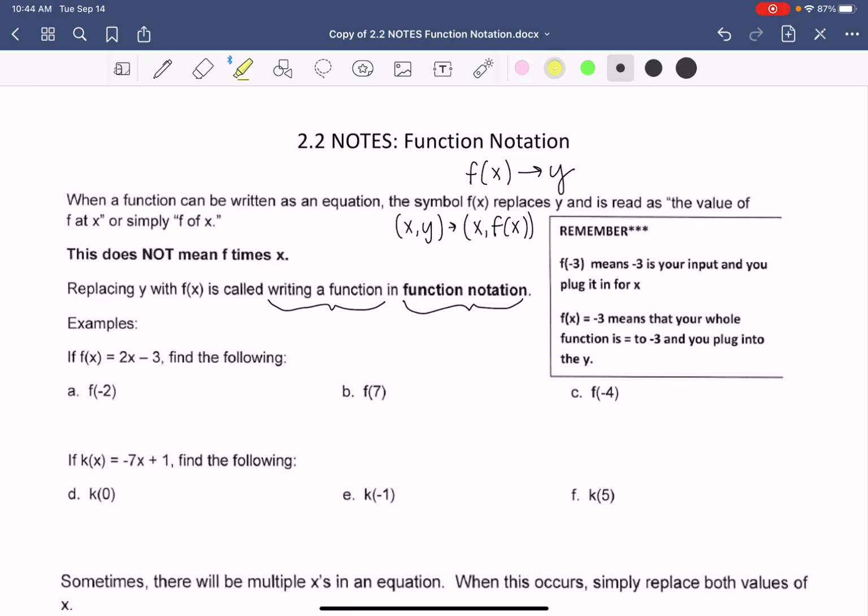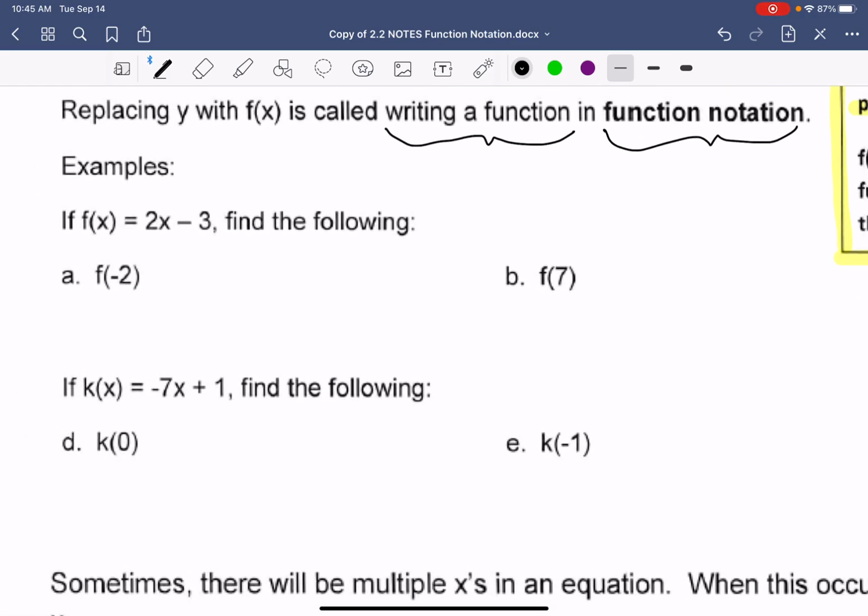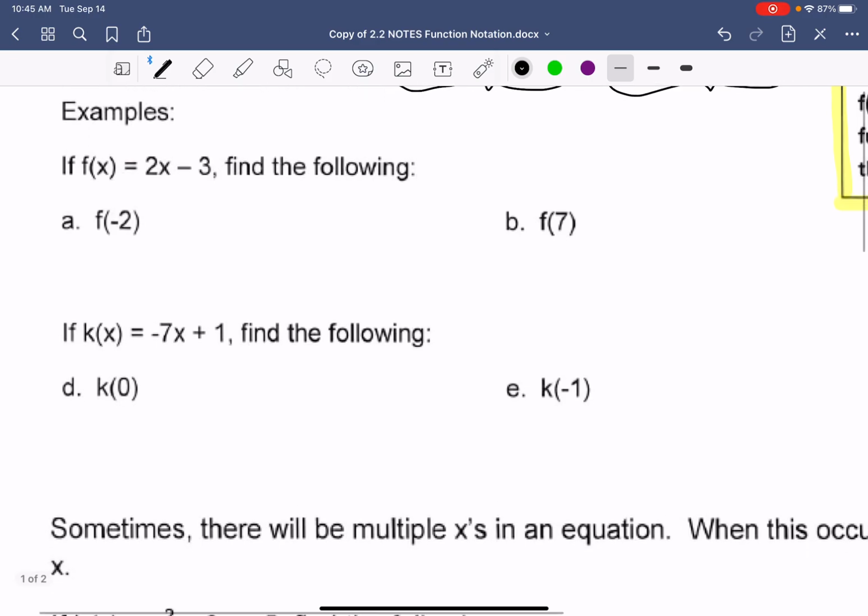So today, what we're going to do is we're going to remember that if we are given a number inside of the parentheses, f of -3, this means -3 is your input and you plug it in for x. Okay, so for example, we have f of x equals 2x minus 3. Find the following. All right, so this means I'm going to take my equation 2x minus 3. I'm going to plug in -2 there. It tells me f of -2. So this x turned into a -2, meaning wherever there's an x, I plug in -2.